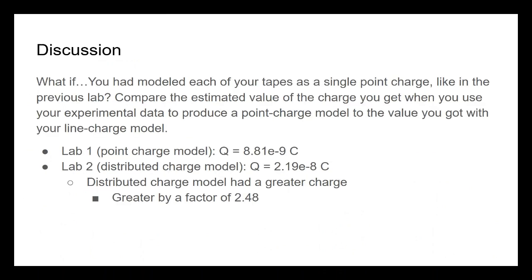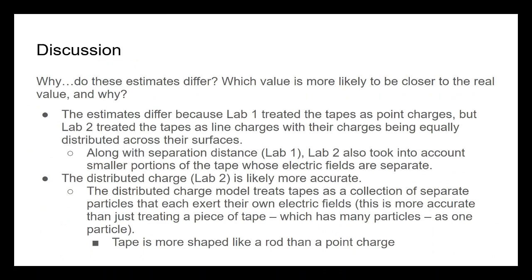So as a discussion, if we modeled each of our tapes as a single point charge like in the previous lab, we compare these two charges, and ultimately our charge was greater for the line charge model in Lab 2 by a factor of 2.48. And these estimates differ because Lab 1 treated the tapes as point charges, which is just not as accurate as Lab 2. Lab 2 is still slightly inaccurate because we're not treating them fully as line charges in our computational model, but it is likely more accurate because tape really would have more than one particle. It's not just a point charge. So it's more shaped like a rod than just a single charge.